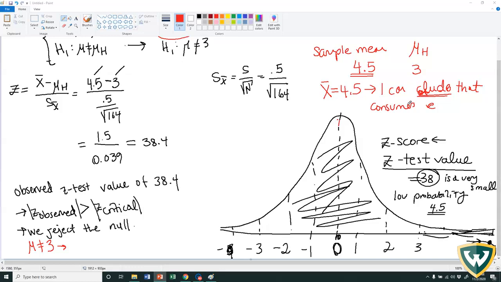But this initial approach, the critical z-value approach, is going to be the one and the only one for one sample tests if I ask you to hand crank a one sample test in the exam.